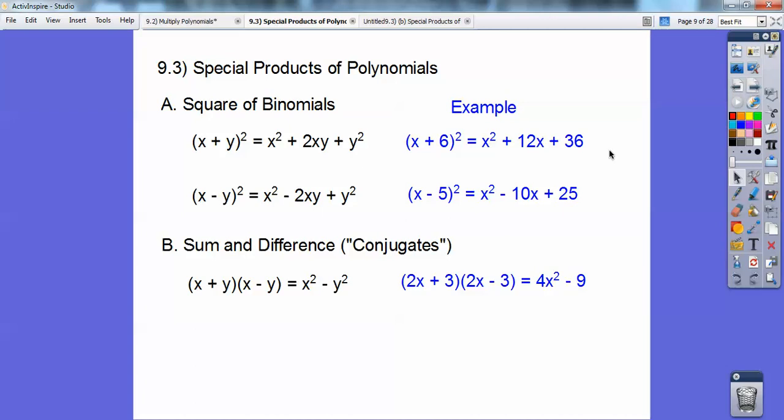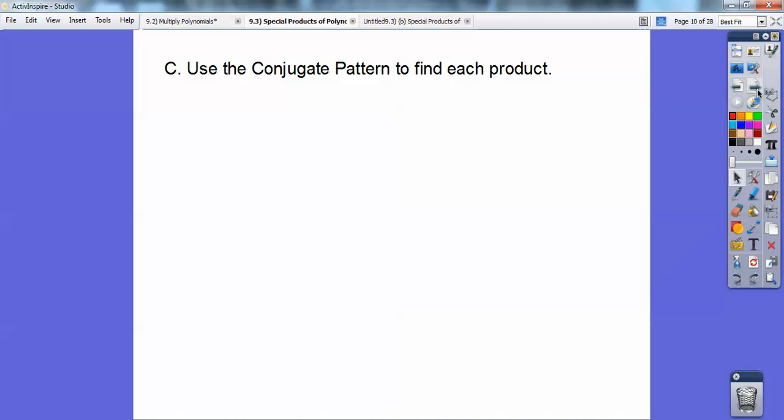So, for example, these conjugates, 2x plus 3 times 2x minus 3. Square 2x is 4x squared. Square 3 is 9. Put a minus sign in between them. All right, so use the conjugate pattern to find each product.